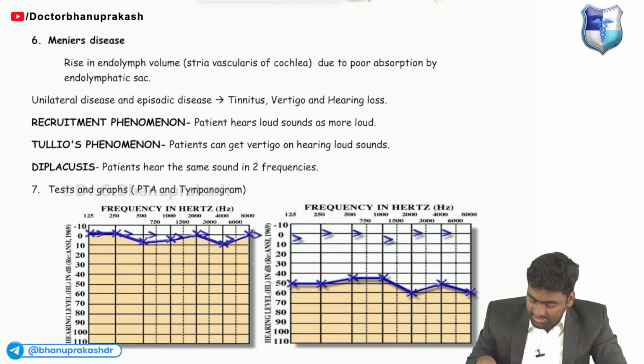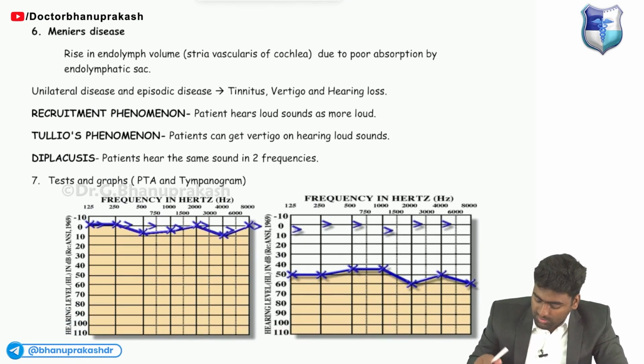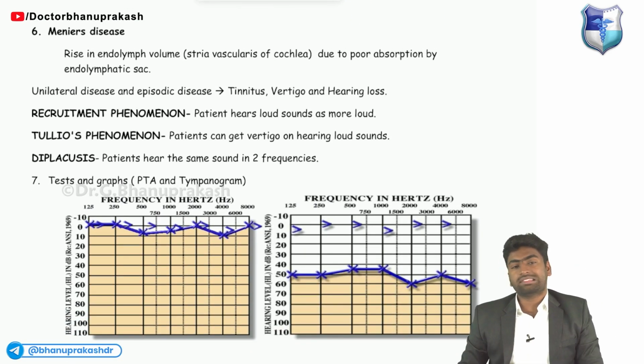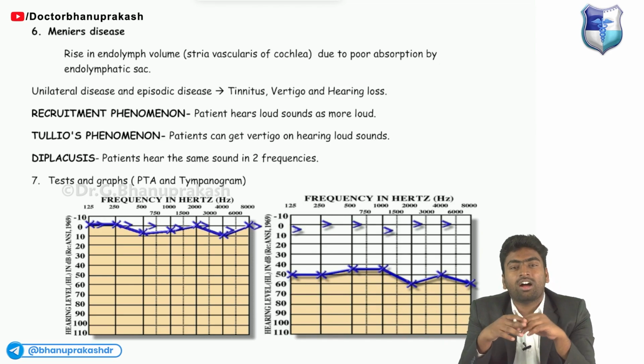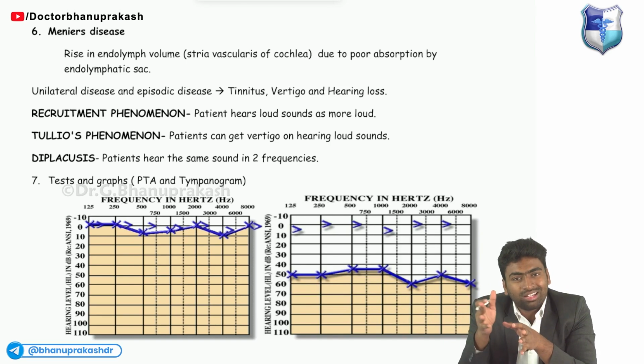Next, we'll move on to one more condition, which is known as Meniere's disease. Meniere's disease is nothing but hydrocephalus, or more water, or glaucoma of this inner ear. So a little too much water has filled up. There is more water in this inner ear, especially the scala media part.